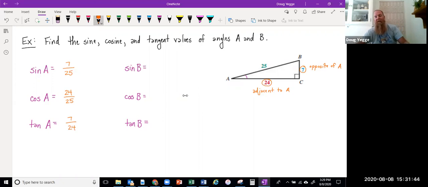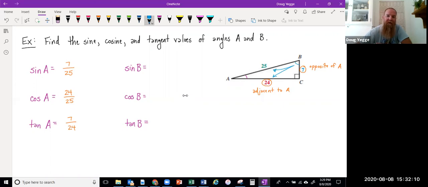So we leave it as is. We don't have to find the decimal values, we just leave them as fraction values. Okay, those are the ratios of how big one side is compared to another. So let's take a look at now sine of B. So now we're looking up to B. And if we're looking at B here, sine of B is the opposite over the hypotenuse.